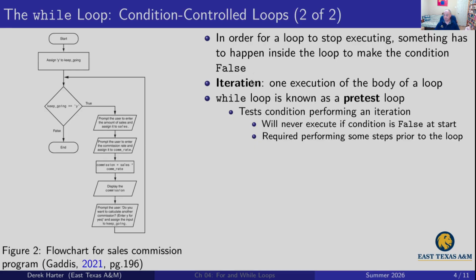All right, so some terminology. I'll often call this an iteration. An iteration is one execution of the body of the loop. The while loop in Python is an example of a pretest loop. I already kind of described this concept. The condition is tested before the loop is entered, and if the condition is initially false, we will actually never execute. We'll have 0 iterations of the loop. We'll never execute any of the statements inside the loop.